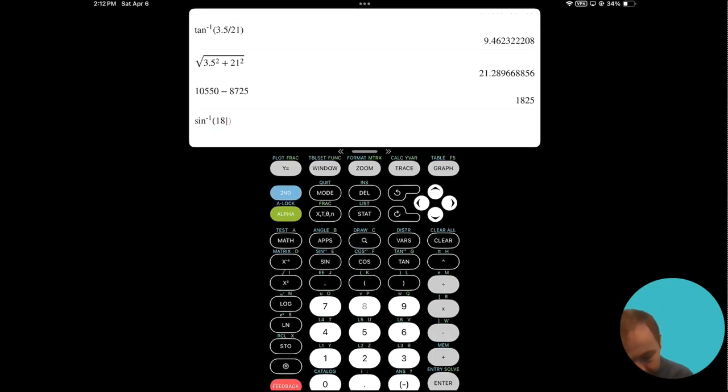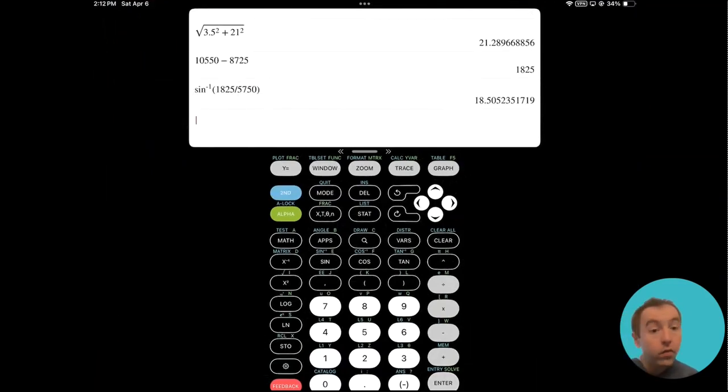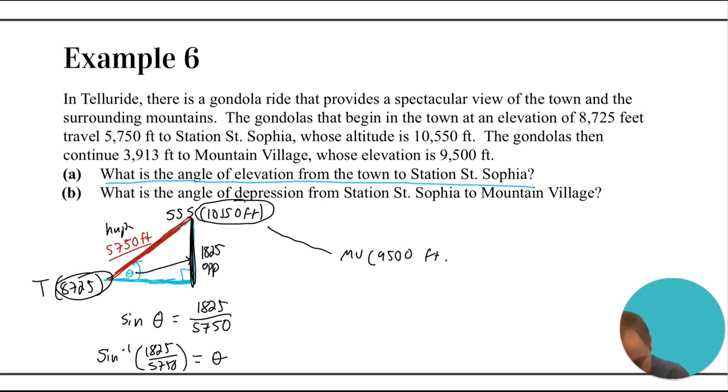And then inputting that into a calculator. Beautiful. And then we'll get that the angle of elevation is basically about 18.51 degrees. So that would answer part A for us, for finding that angle of elevation.